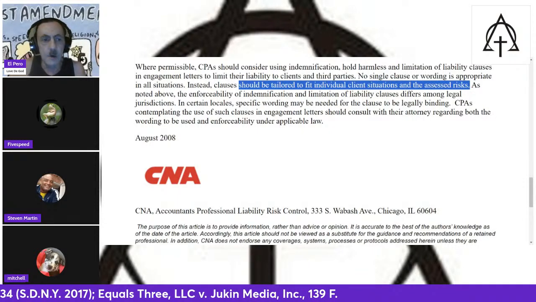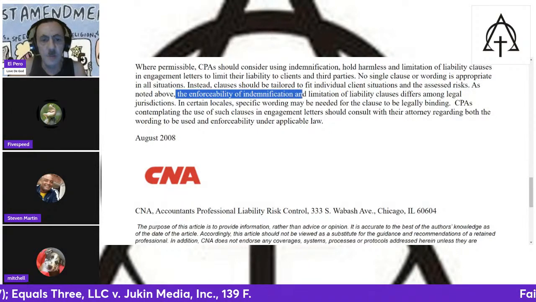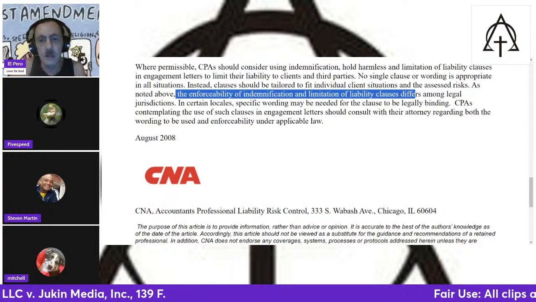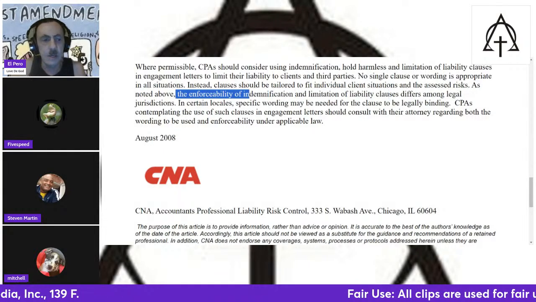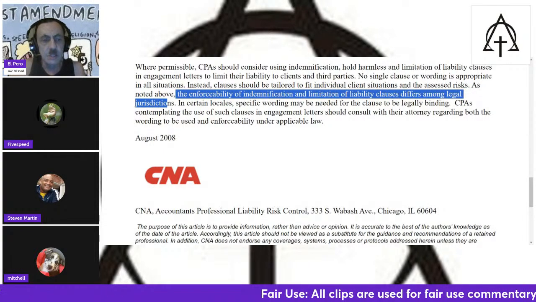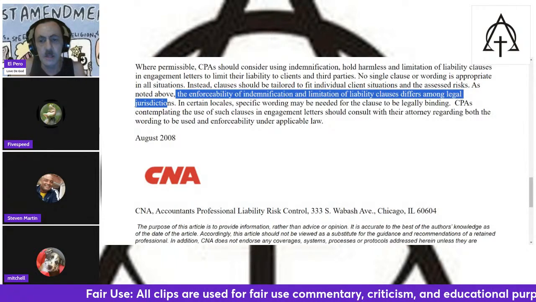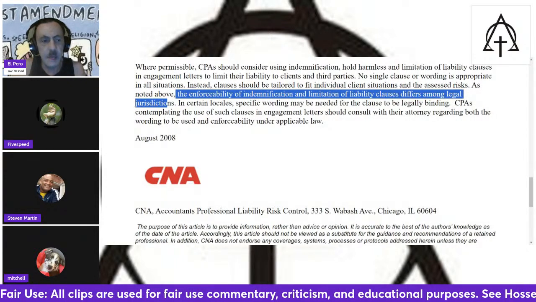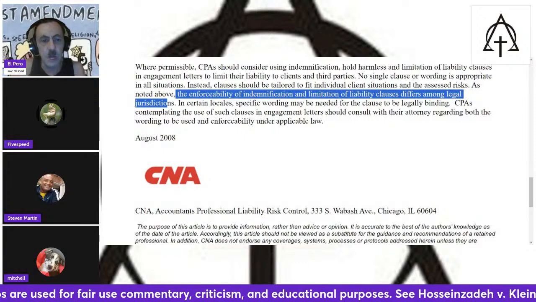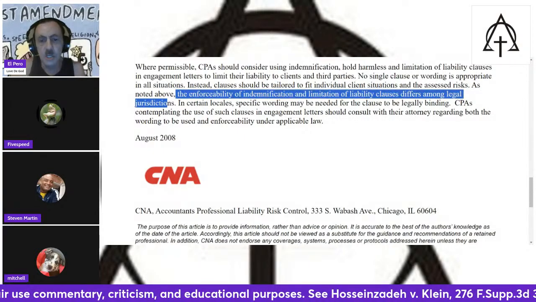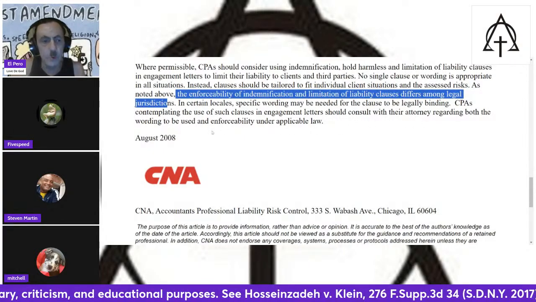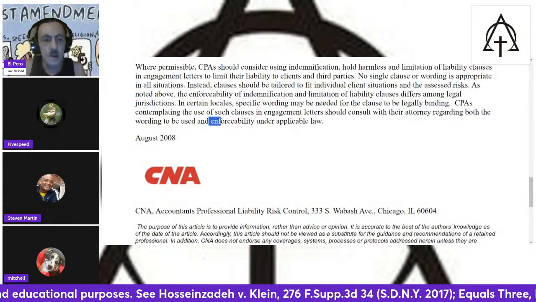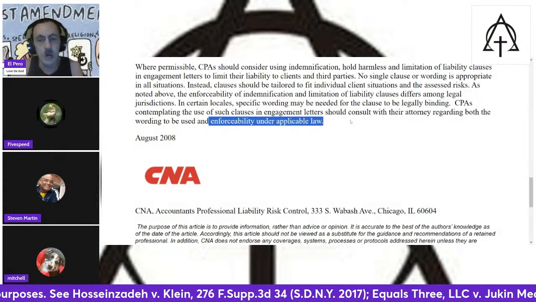As noted above, the enforceability of indemnification and limitation liability clauses differs among legal jurisdictions. In certain locales, specific wording may be needed for the clause to be legally binding. CPAs contemplating the use of such clauses in engagement letters should consult with their attorney regarding both the wording to be used and enforceability under applicable law.